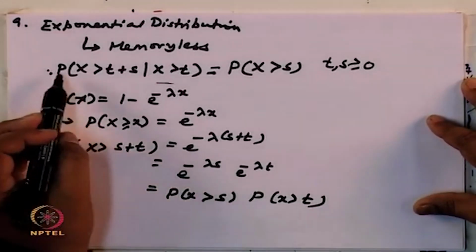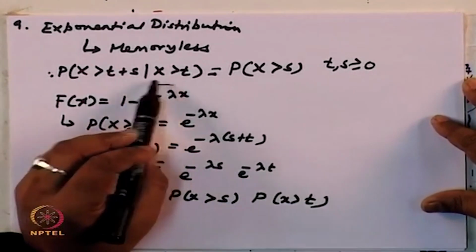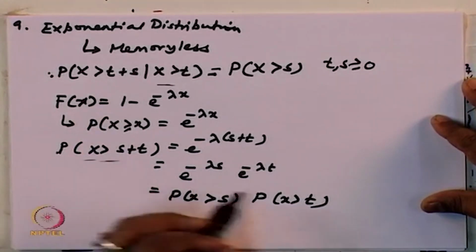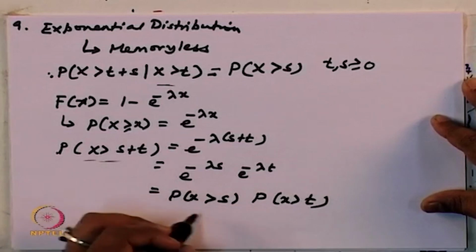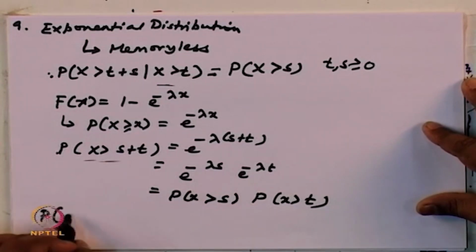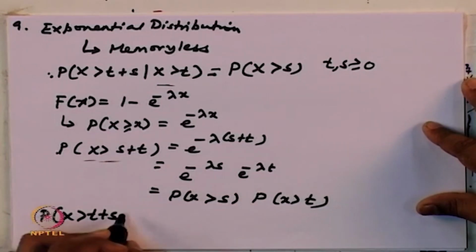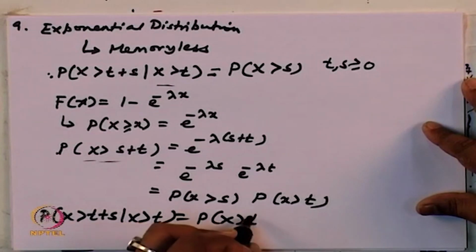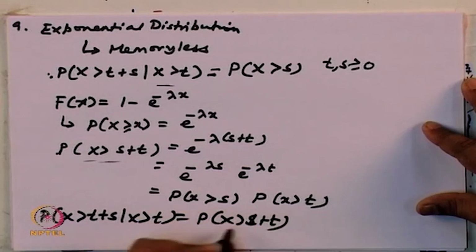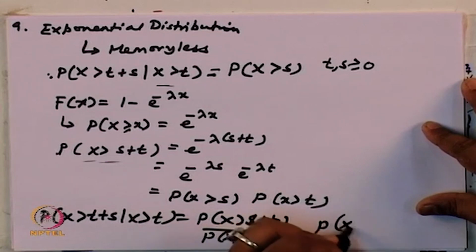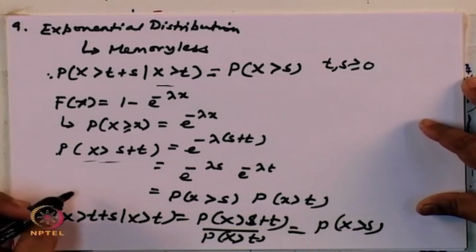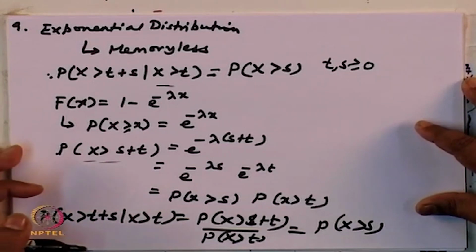Now, the probability of X greater than t plus s given X greater than t is the probability of X greater than s plus t divided by the probability of X greater than t, and this gives me the probability of X greater than s. So, this proves the memoryless property of this particular distribution.